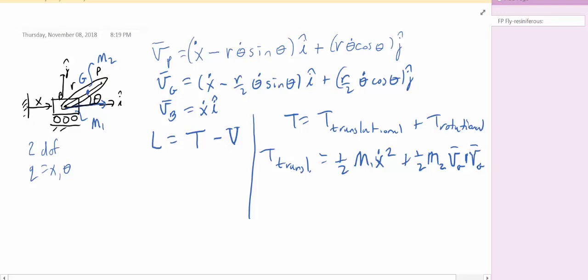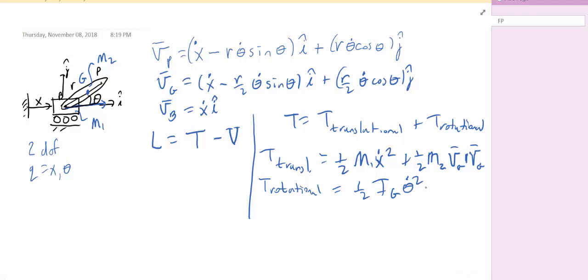Then we have a rotational component, T rotational, and in this case, it's just going to be 1/2 the mass moment of inertia at the center of gravity, IG, theta dot squared. Okay, I'm going to pause for a moment, clear the screen, and work on the potential energy point.